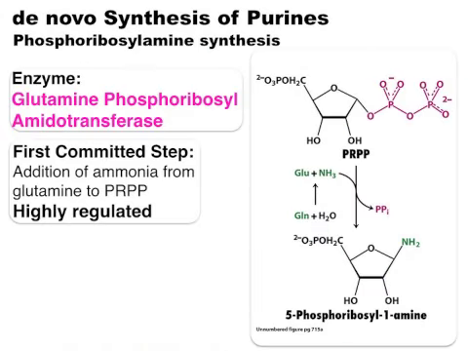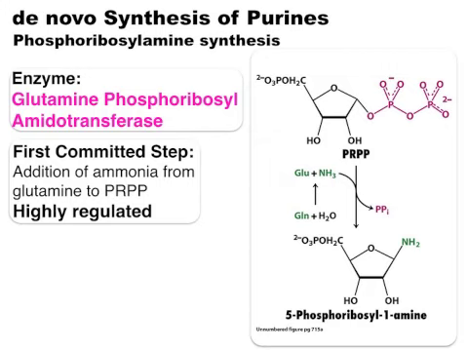This synthesis begins with phosphoribosylamine synthesis. This reaction is catalyzed by the enzyme glutamine phosphoribosyl aminotransferase. This represents the first committed step in the de novo synthesis of purines. The amino group is going to be hydrolyzed from glutamine, and then the ammonia is going to be added to PRPP with the loss of pyrophosphate that is then hydrolyzed to 2 molecules of inorganic phosphate. And so we're left with 5-phosphoribosyl 1-amine and 2 molecules of inorganic phosphate.